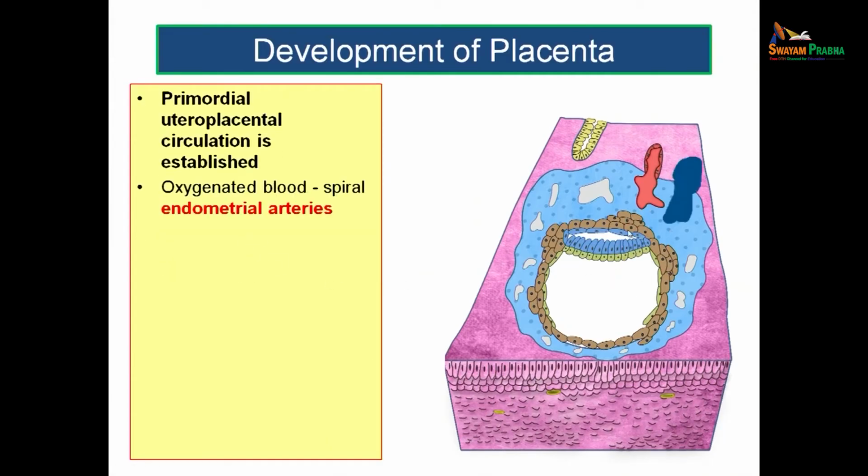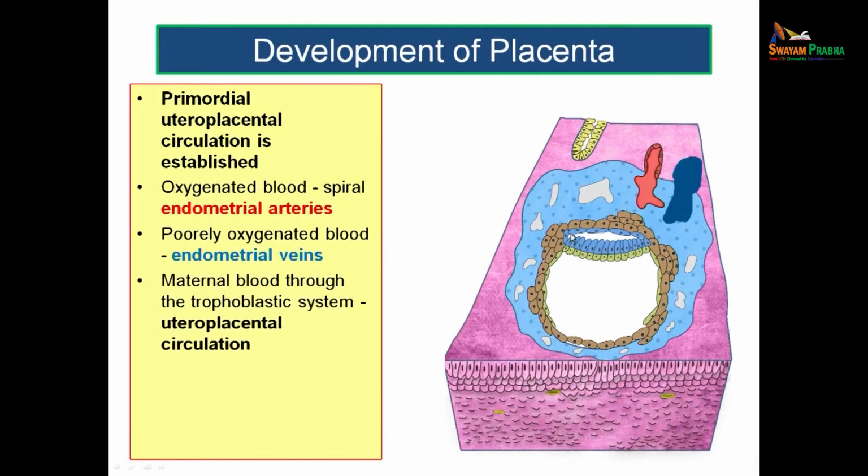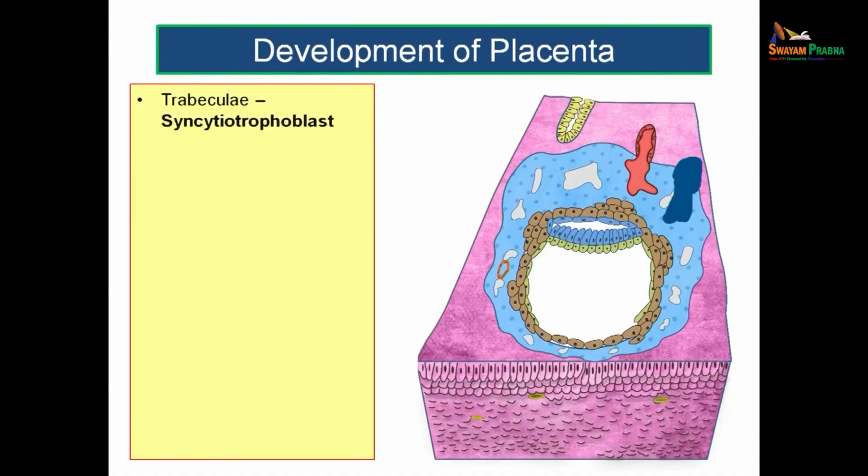Now, the invading of the lacunar spaces by the maternal blood vessels is considered as the first sign of establishment of uteroplacental circulation. As we already know, the oxygenated blood comes through the spiral endometrial arteries and the deoxygenated blood is taken back through the endometrial veins. The maternal blood passes through the trophoblastic system, and this sort of circulation is known as uteroplacental circulation. The blood from the uterus is carried to the placenta.